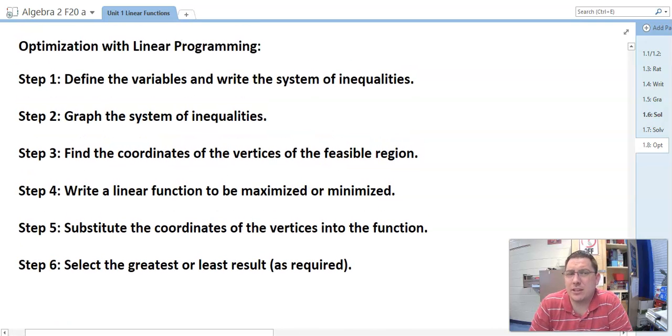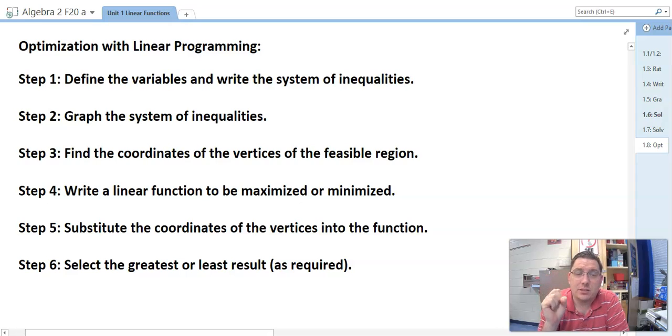And so these are the 6 steps that it takes to deal with optimization, particularly in a word problem. First, define the variables and write the system of inequalities. And so as we look through the word problem, we're going to pick out the information that we need and we'll write our system. Step 2, graph the system. Step 3, find the coordinates of the vertices of the feasible region. Step 4, find a linear function to be maximized or minimized. Sometimes this is given to you immediately, sometimes this is a part of the word problem.